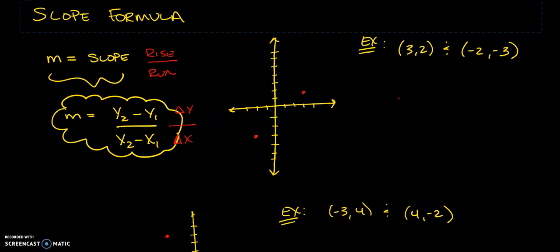So if we were to come over to our first example, let's call this point number 1 and this point number 2. Now you could actually reverse that and call this first point, 3, 2, point number 2 and negative 2, negative 3 point number 1. It does not matter. As a rule of thumb, I typically work from left to right, not necessarily the points here, but the way they're written here. I just go from left to right this way. It's just a pattern. But again, you can make this point 2 and this point number 1.